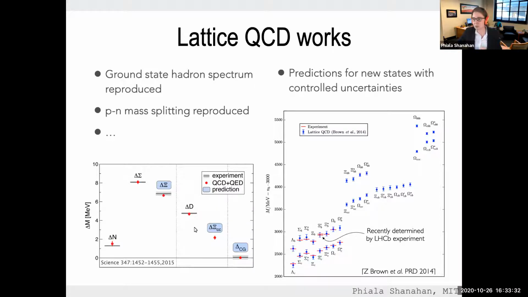And here are other examples of the mass differences between other members of what we call baryon isospin multiplets. Some of them, the ones highlighted here in blue, are actually more precise than the experimental results.